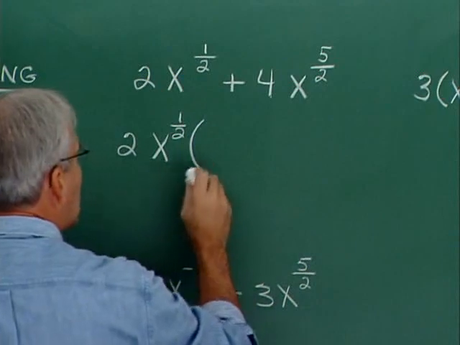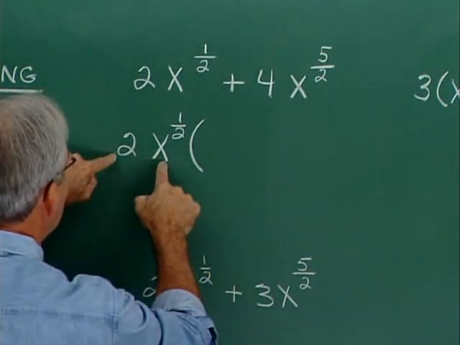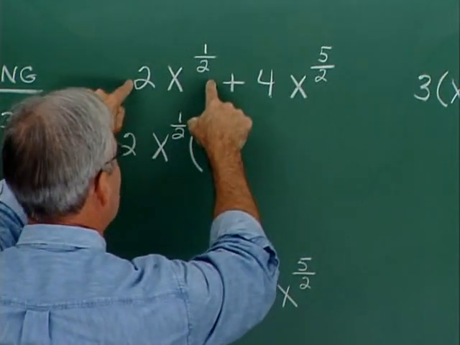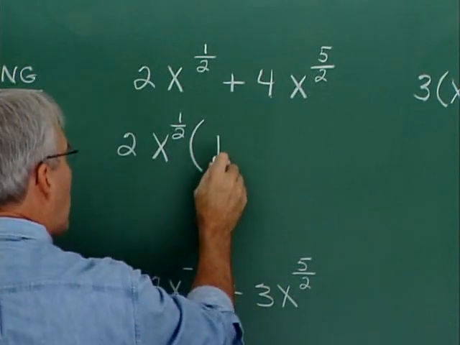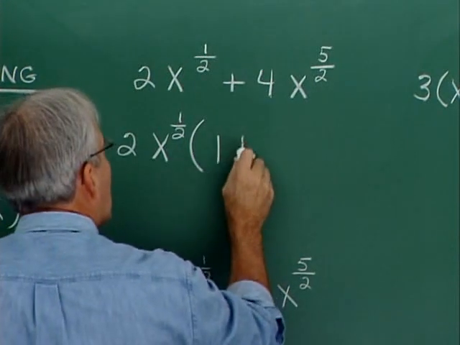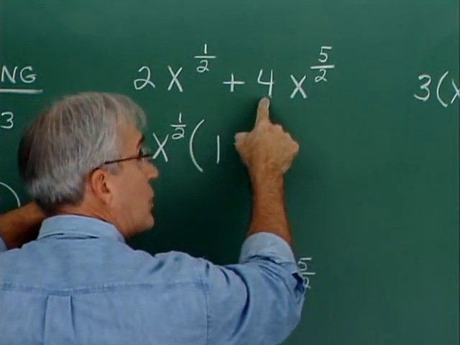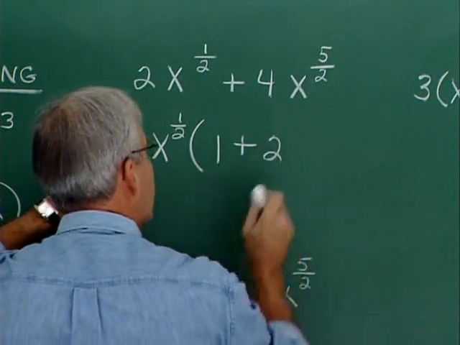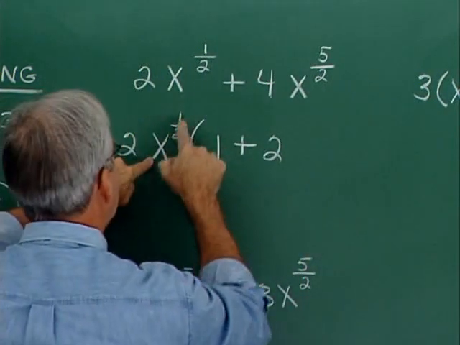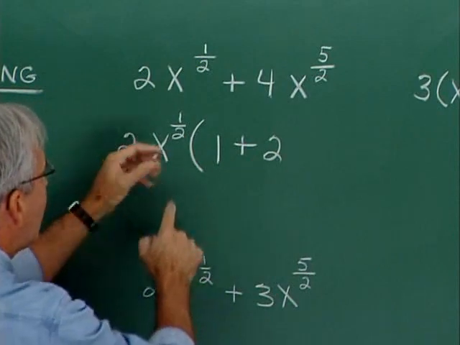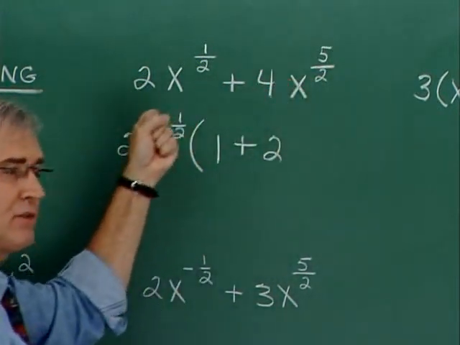Now, what's left? Well, let's see. We're taking 2x to the 1/2 out of this term. Oh, we're taking everything out, so 1 is left. Now, taking the 2 factor out of 4 leaves 2. Now, we're pulling x to the 1/2 out of x to the 5/2.